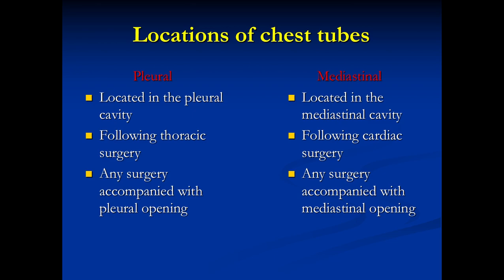اوكي. في حالات مثلا اللي هي من غير عمليات او من غير حاجة، برايمرلي عيان جاي في نيوموثوركس، هيموثوركس، كايلوثوركس، ده طبعا لازم تحط له chest tube في البداية.